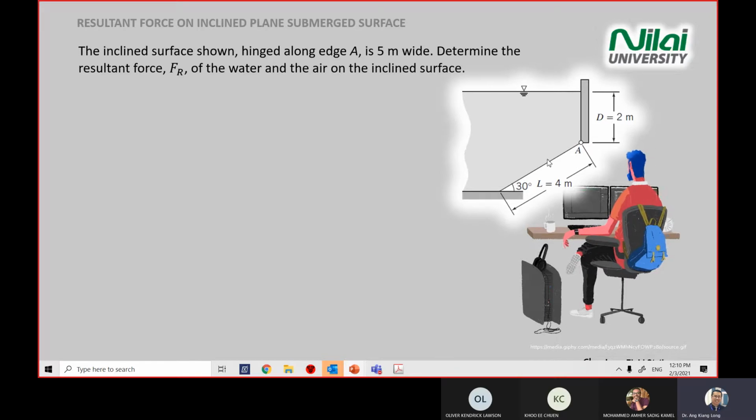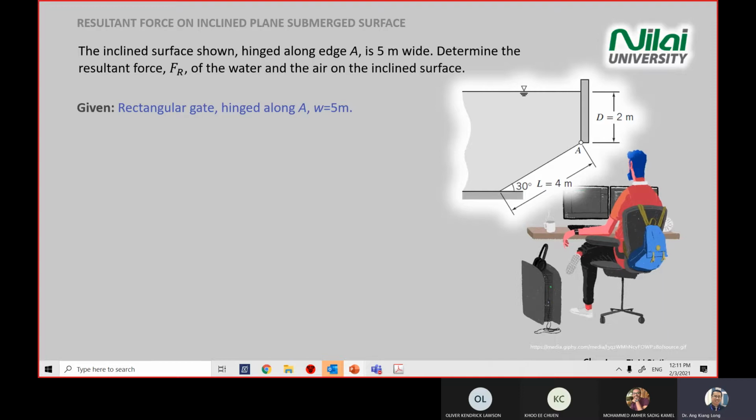So we have an inclined surface, as shown, with a hinge at A. Determine the resultant force of the water and the air on the inclined surface. So we need to calculate the FR of the water and air, which means we need to consider the ambient pressure on this plate. It's also one of the popular questions when it comes to the hydrostatic component, so make sure you pay a bit more attention to this kind of question.